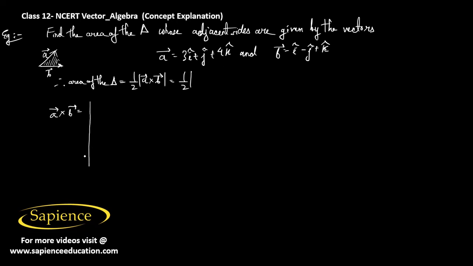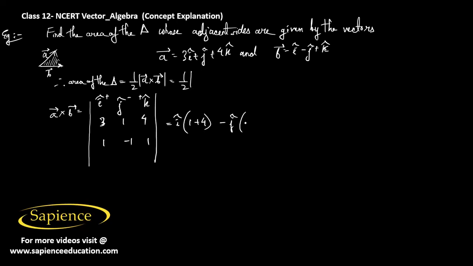So that will be equal to the determinant of i cap, j cap, k cap. First we write the components of a vector, which are 3, 1, and 4. And then we write the components of b vector, which are 1, minus 1, 1, with signs plus, minus, plus. So it will be i cap into 1 minus of minus 4, so plus 4, and minus j cap into 3 minus 4, and plus k cap into minus 3 minus 1.